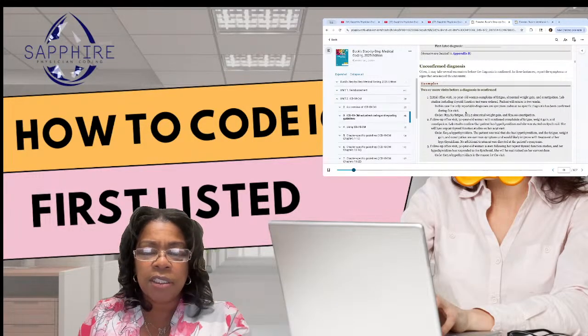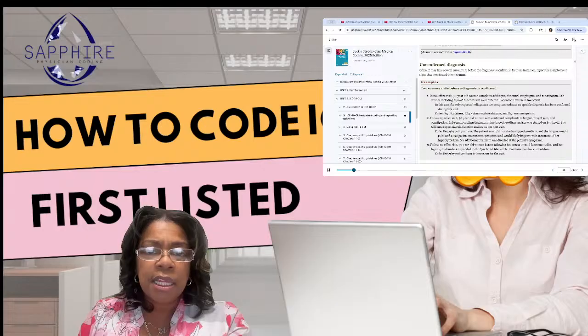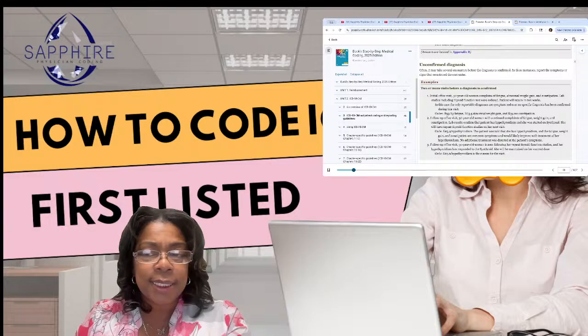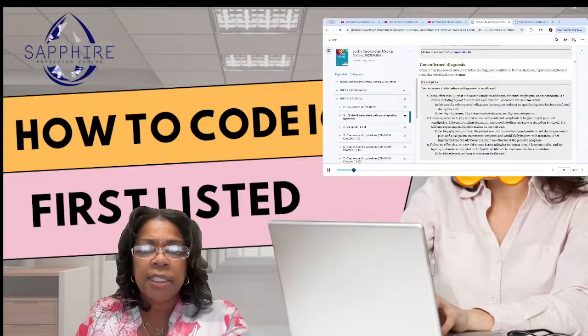Okay, so I want you guys to do that first one, and in some of these examples, it's telling you what the codes are. So I don't know if I did this one, but I'm gonna do this one. Initial office visit: 30-year-old woman complains of fatigue, abnormal weight gain, and constipation. Lab studies including thyroid function tests were ordered. Patient will return in 2 weeks. At this point, she still doesn't have a diagnosis yet. In this case, the only reportable diagnoses are symptom codes, and no specific diagnosis has been confirmed during this visit.